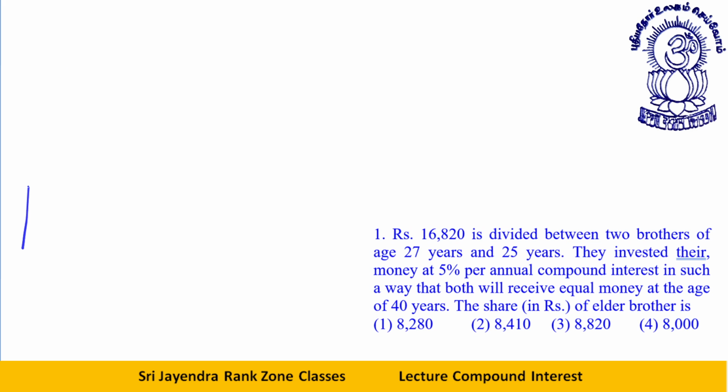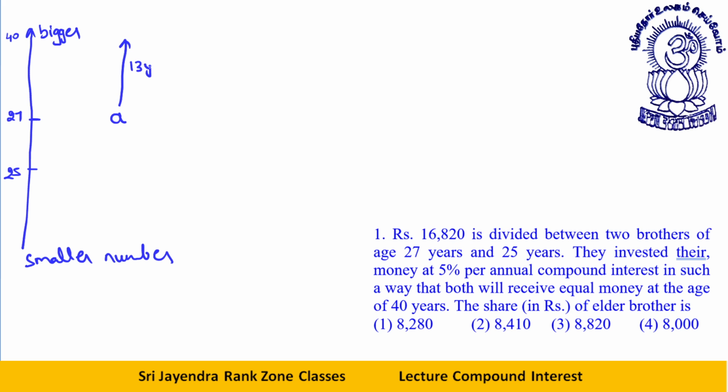See, let's say this is a number line. Upwards there will be a bigger number, and here there will be a smaller one. You already know the question. A is the elder brother, B is the younger brother. Let's say someone reaches 40, this is 27, this is 25. The amount which A has right now gains interest for 13 years and reaches a value X. The amount which B has gains interest for 15 years and then reaches a value Y.